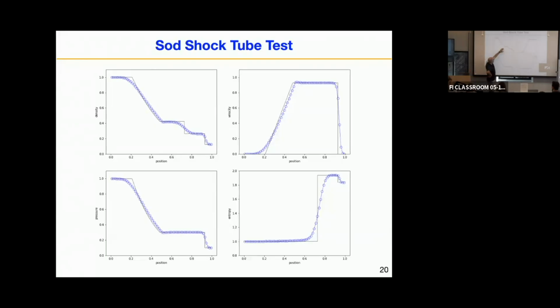Then here you have the rarefaction wave. So it's not perfect. Rarefaction wave, you can see that it's kind of very smooth here. And you kind of miss the solution by a little bit, right? And this is first order accurate.